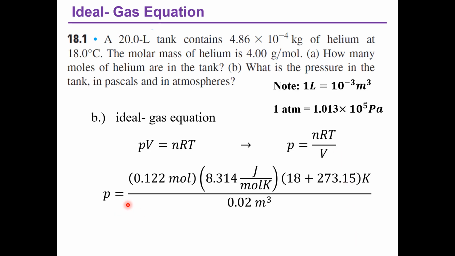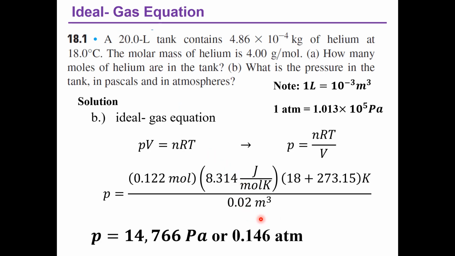Now input the given, we have this n, this is R, the constant, and this is the temperature in terms of Kelvin, and divided by the volume, 0.02 meter cube. 20 liters is equal to 0.02 meter cube. So therefore, pressure is equal to 14,766 pascals, or if you convert this to atm or atmospheric pressure, that is 0.146 atm. So you just divide 14,766 by 1.013 times 10 to the 5 pascals, and you get the atmospheric pressure of 0.146.